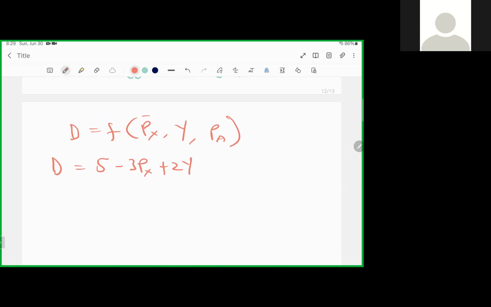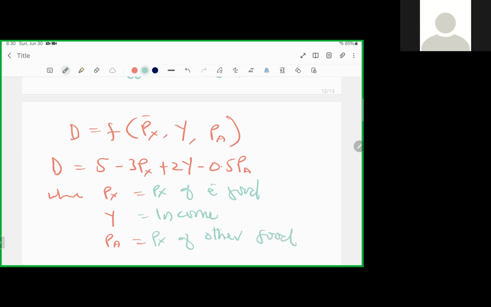What about prices of other goods? It can be positive or it can be negative. So if I write an equation like this, minus maybe 0.5PA, please note that PX is the price of the good, Y is income, and the last one, PA, is the price of the other good.